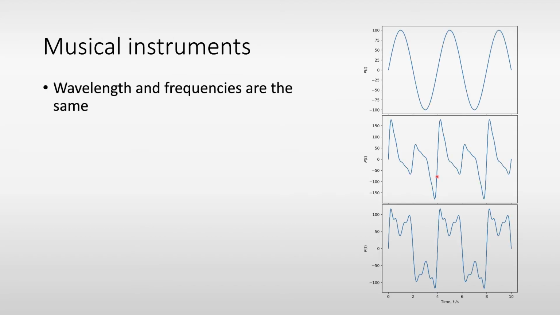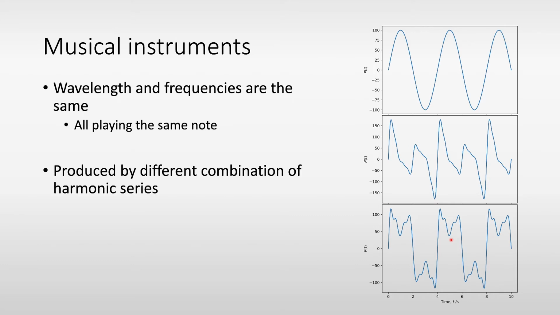When looking at standing waves, we've spoken about musical instruments quite a bit. If we think about different musical instruments, the wavelengths and frequencies can be the same. So all of these particular waveforms have the same frequency, so they're all playing the same note. But they all sound very different. And the reason for this is they are produced by different combinations of harmonic series.